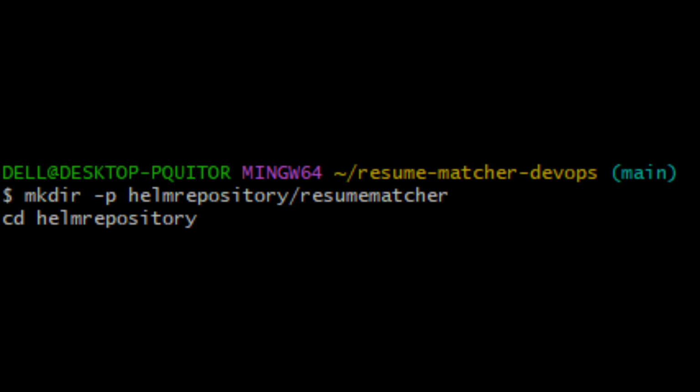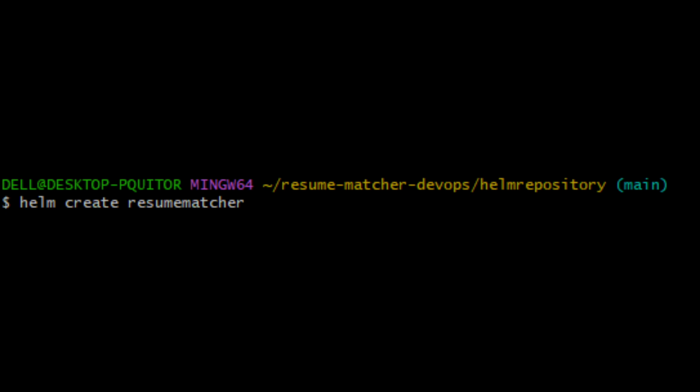I perform this on the root of my project folder, meaning after this command I will have a folder that is Helm repository. Inside that folder would be another folder, resumatcher, and cd Helm repository to get into that Helm repository. After this, the command is helm create resumatcher. Resumatcher is the folder which I have just created inside the Helm repository.